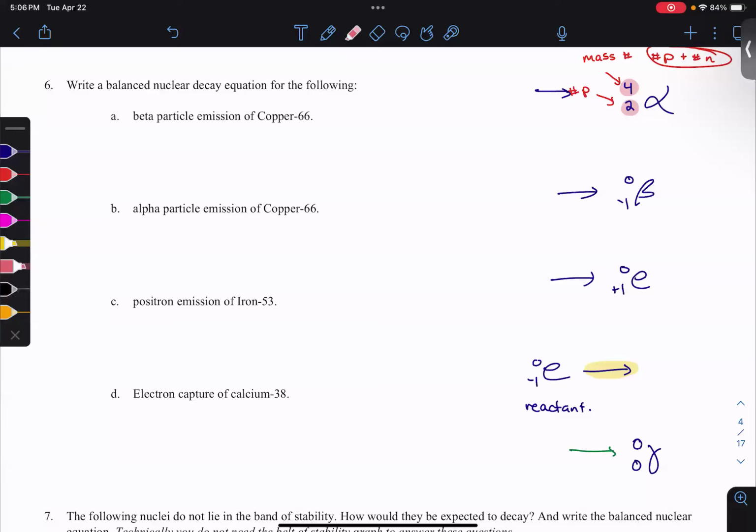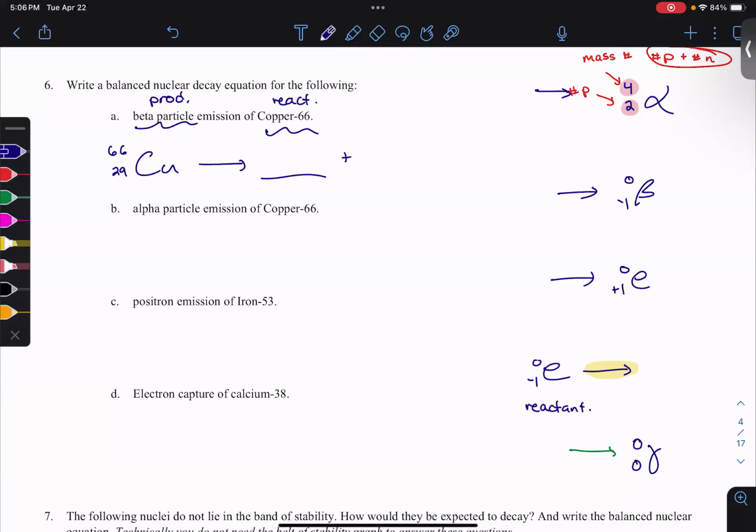So if a beta particle is emitted by copper 66, it's about reading comprehension here. Copper 66 is our reactant. The beta particle is our product because it's emission. So I'm going to put copper over here. 66 is the mass number. How do I get the number of protons? Yeah, the periodic table, all right? So it's 29, all right? So copper is our reactant. So it's asking what is the product?